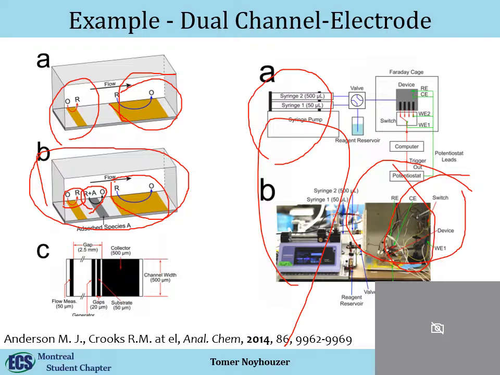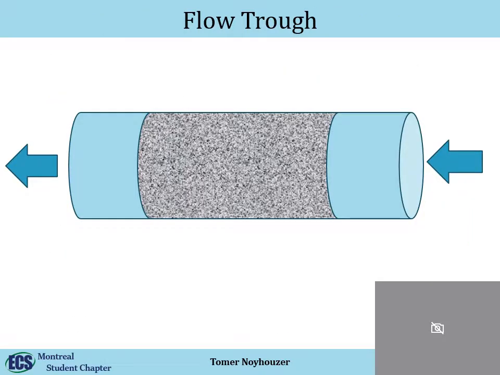And a lot of the flow systems in papers look very nice because they add these nice graphical images of them, but in real life they're messy. So if your system looks like that and you think you're doing something wrong, you're fine. Okay, our last type is the flow-through.